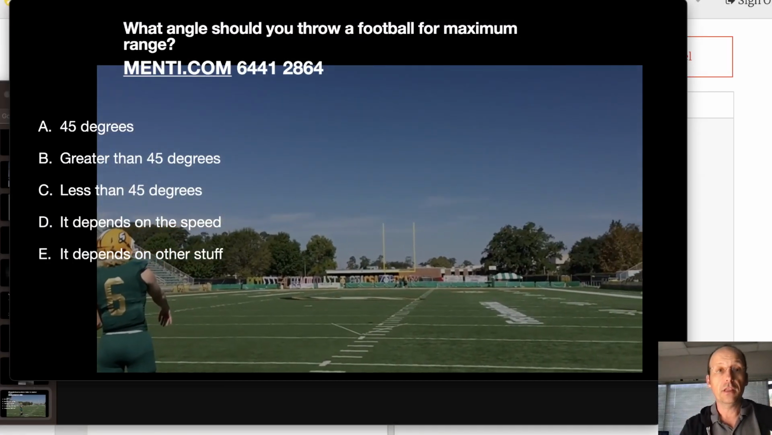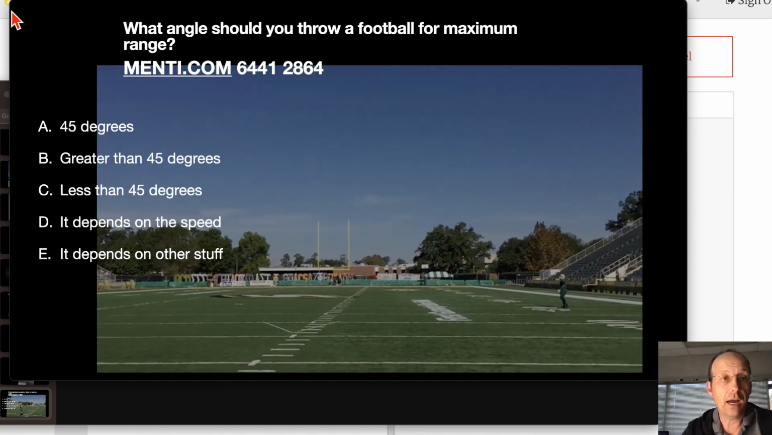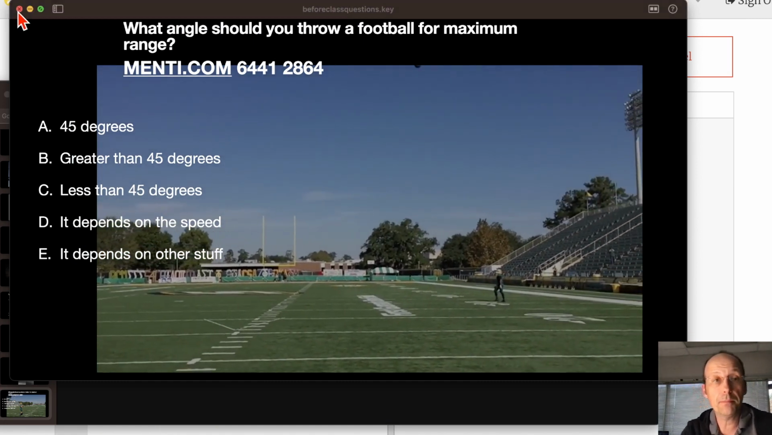Okay, so here's the football throw. We're done with that. I'm going to close it unless you want to look at one more time. Too late.